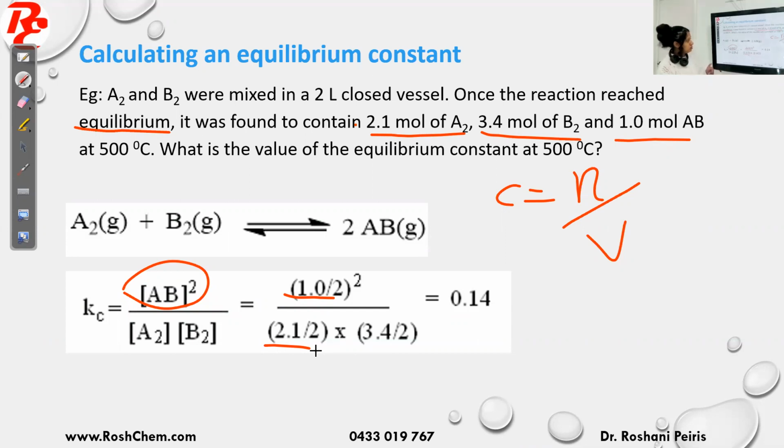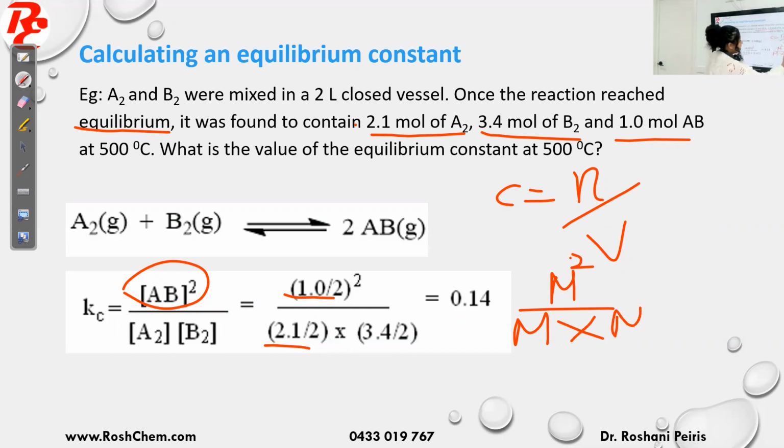In this case you will see there's no unit for the Kc value. The reason is that in your Kc expression you have AB squared, which means concentration squared, M to the power 2, divided by A2 concentration, which is M, and B2 concentration, also no power, so just 1 M. Then M to the power 2 divided by M to the power 2, so they cancel. That's why in this case there's no unit.